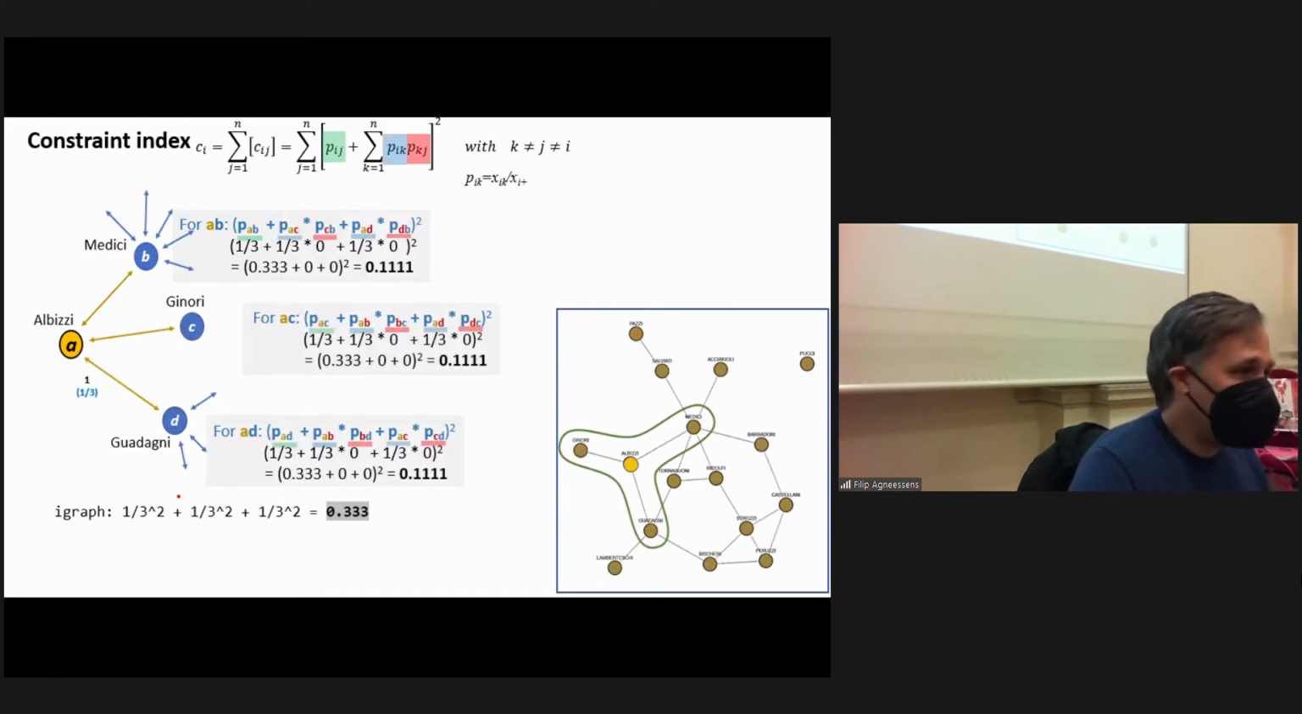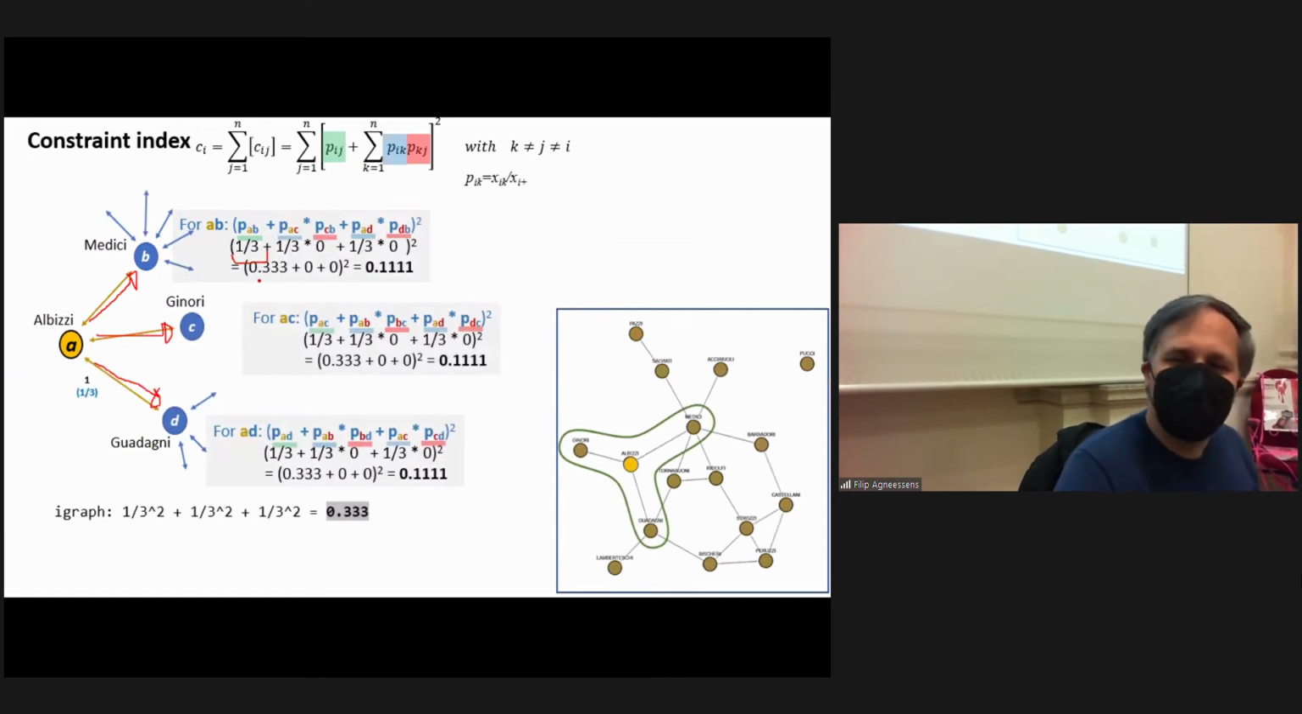What if I have 3 connections, like the Albizzi? The Albizzi have 3 connections, and there are no connections between alters. So 3 connections means 1/3 of my energy I spent on Medici, 1/3 of my time or energy spent on the Minori, and 1/3 I spent on the Guadagni. It's good that I have a mask. You can't hear that I'm mispronouncing the names.